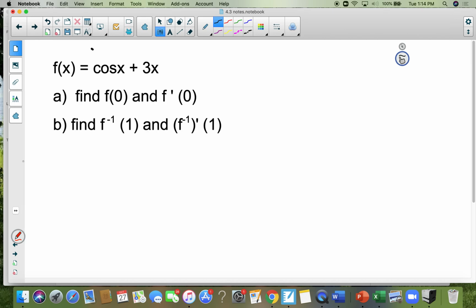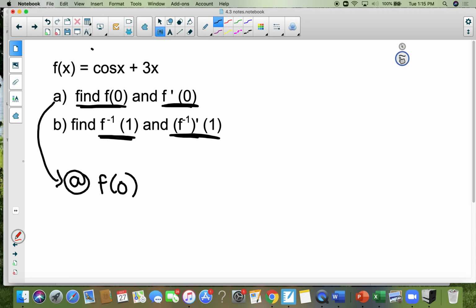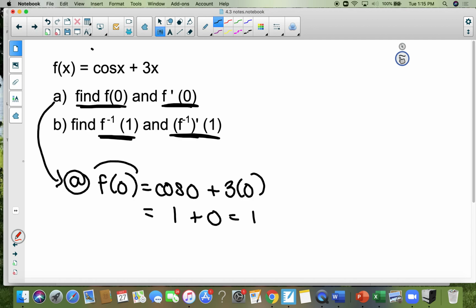And the last problem. F of x equals the cosine of x plus 3x. They want you to find f of 0, f prime of 0, f inverse of 1, f inverse slope at 1. See the difference between these? So f of 0, all you do for A is just plug 0 in for x in the original problem. The cosine of 0 is 1, and 1 plus 0 equals 1. So f of 0 equals 1, and I'm going to write that over here. F of 0 equals 1.